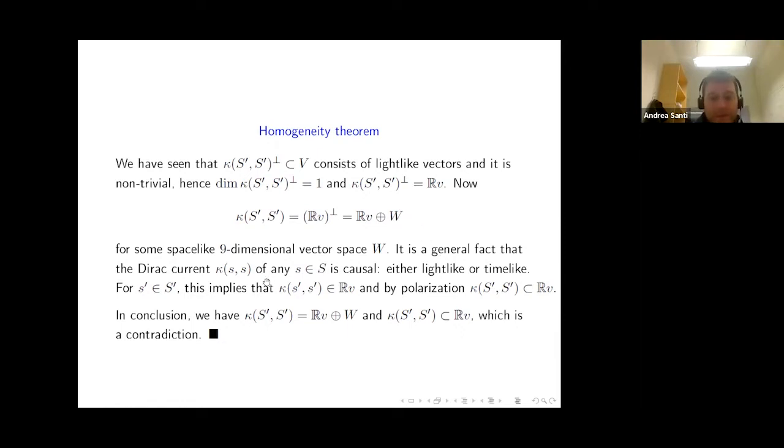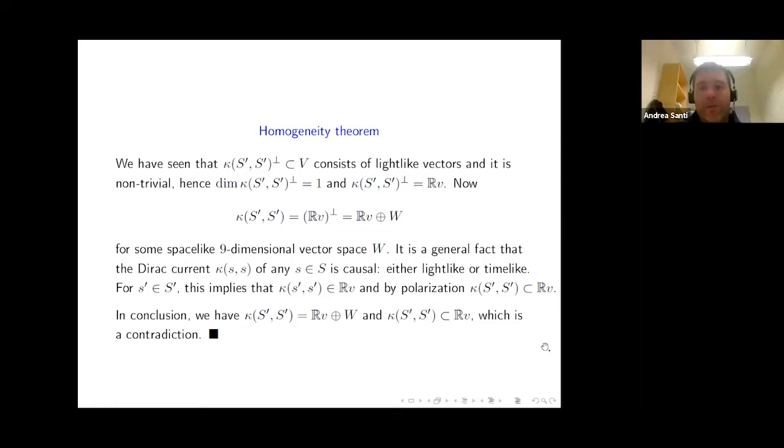But since the Dirac current is always causal, either light-like or time-like, if I pick S' in S', this implies that K S' is forced to land in this line spanned by V. It cannot have any component on W because otherwise this Dirac current will be space-like. So by polarization of this relation here, you learn that K S' S' sits in RV.